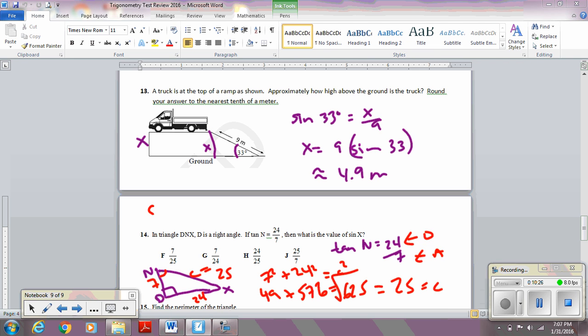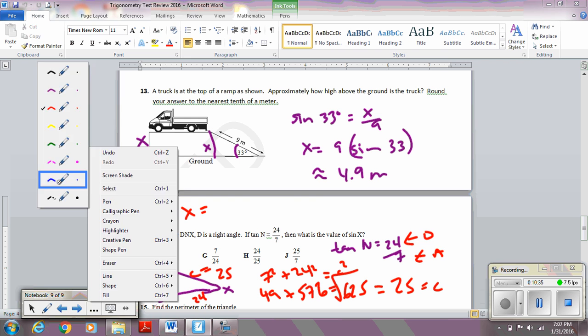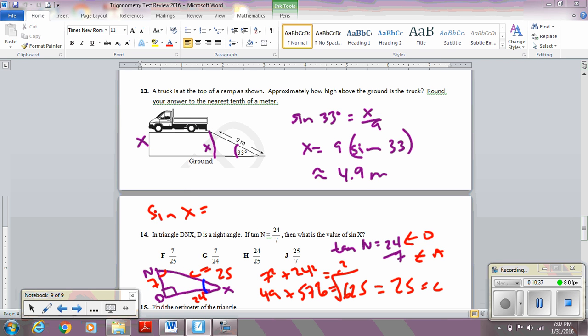So if we're going to find the sine of x, it would be opposite of x and the hypotenuse. So x is in this corner and opposite of x is 7. So it's 7 over 25, which is F.